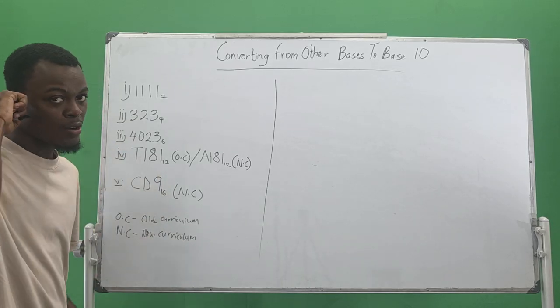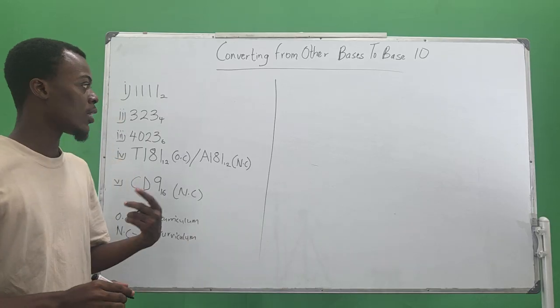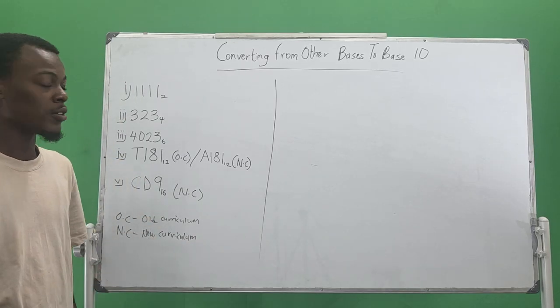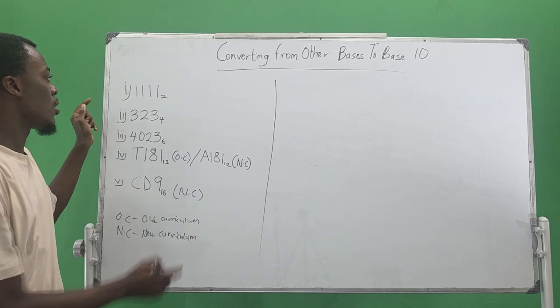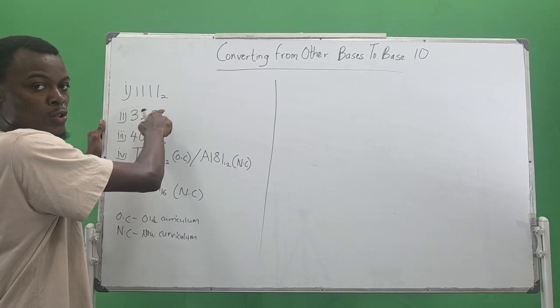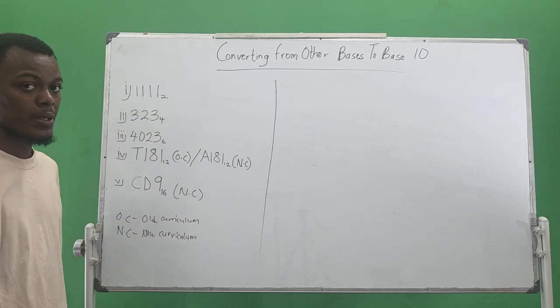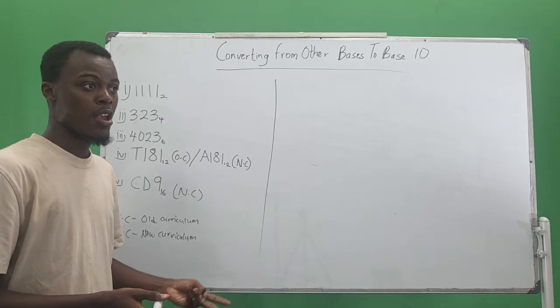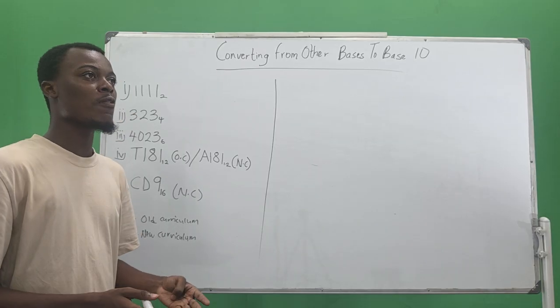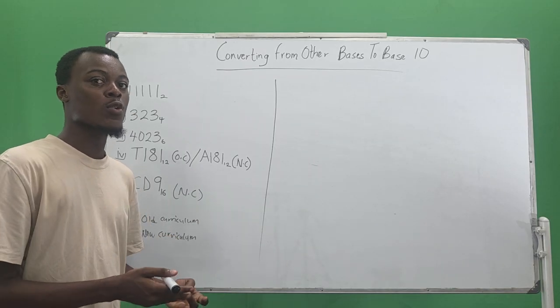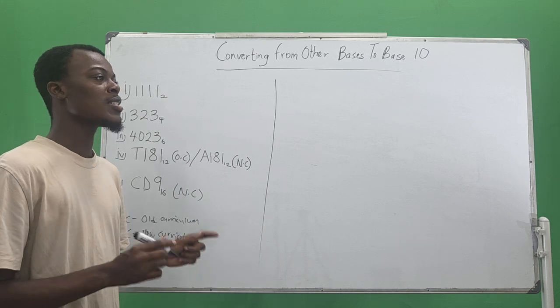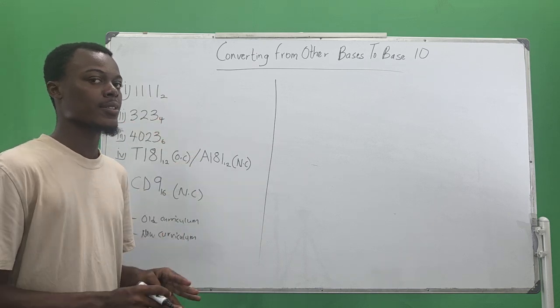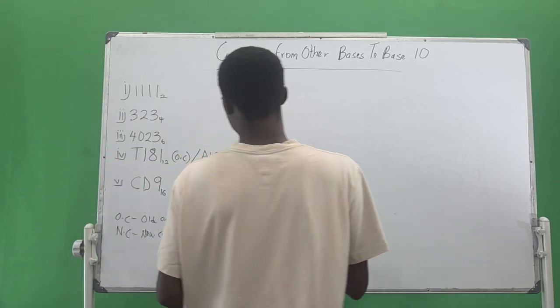Now I want us to do the questions one by one. The first question is 111 to the base of 2. You should convert it to base 10, or to decimal. Sometimes they don't tell you to convert to base 10; they will tell you to convert to decimal. Anytime you see decimal, they mean base 10. So let's do it together.